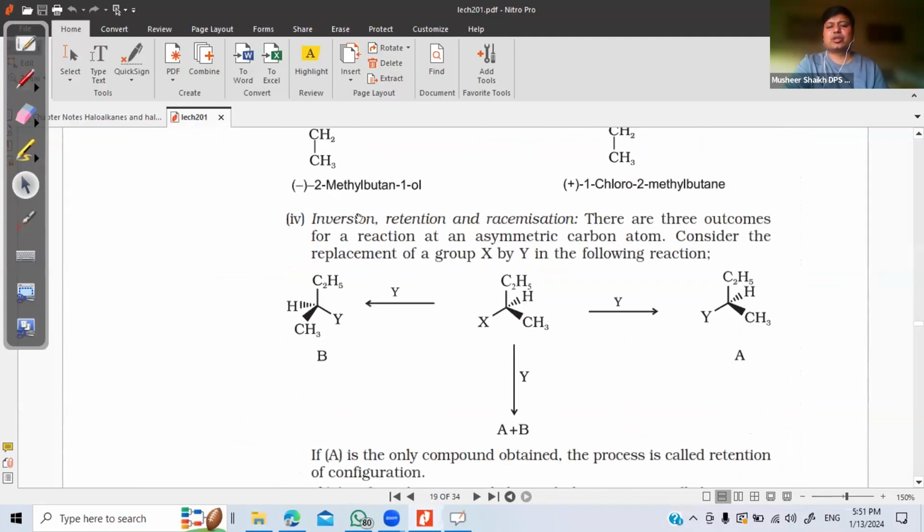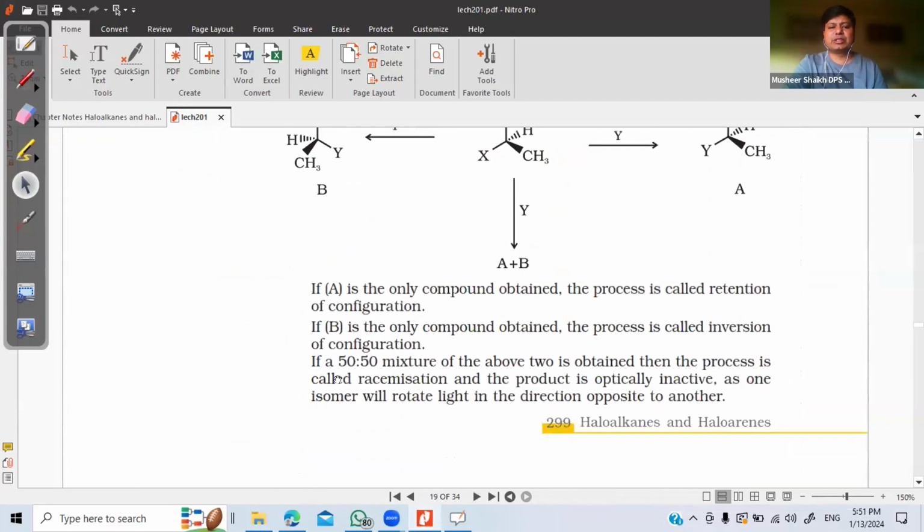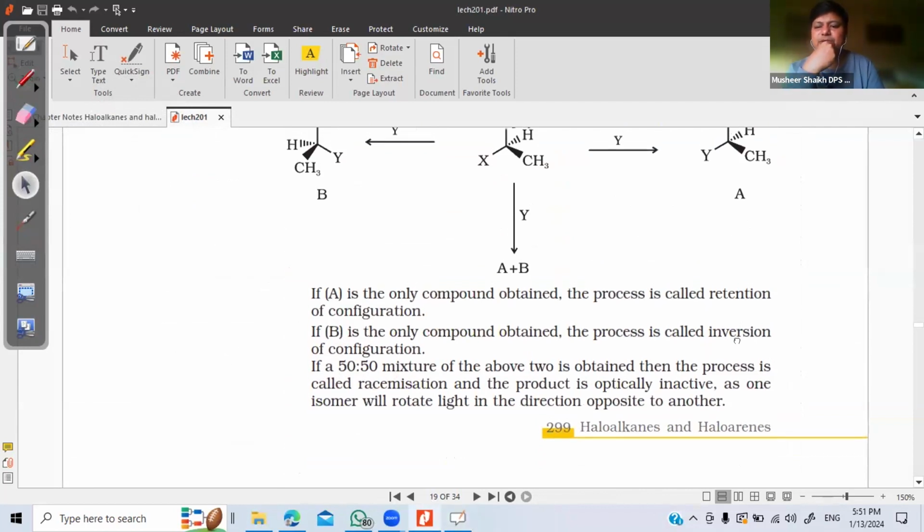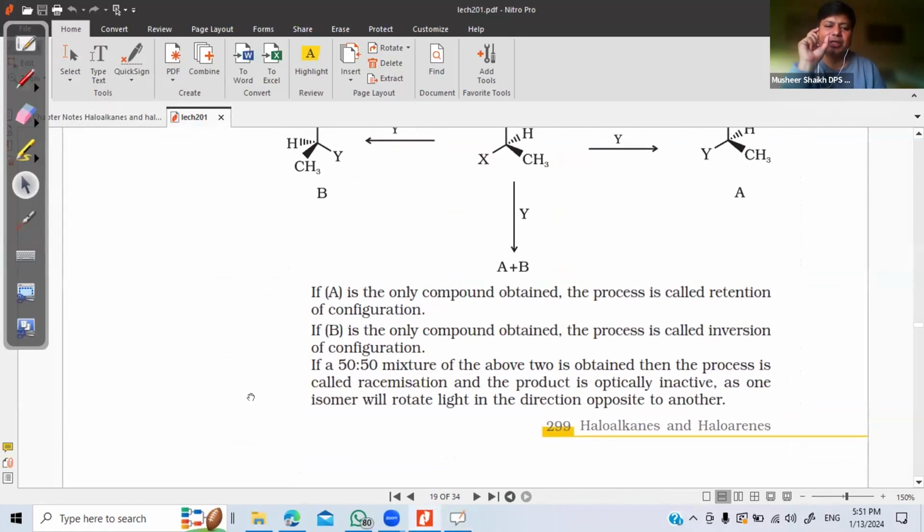In these pages, you'll find what a 50-50% mixture of dextro and levorotatory compounds is. These are called the racemic mixture. So these are some common definitions which have actually been asked in the board exams previously. Retention, inversion: these are common terms.